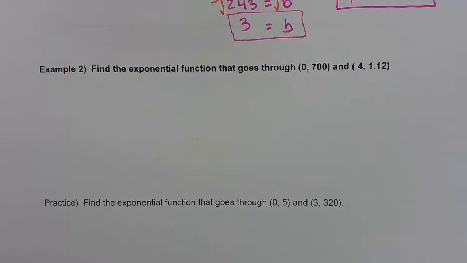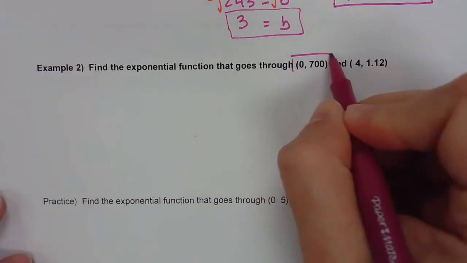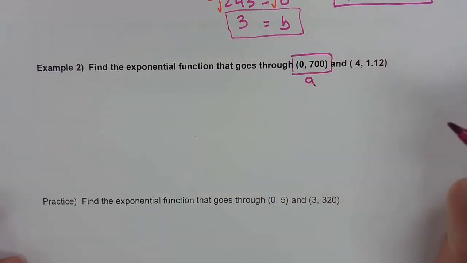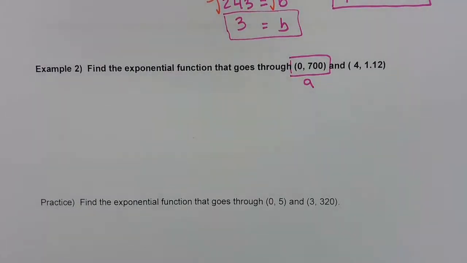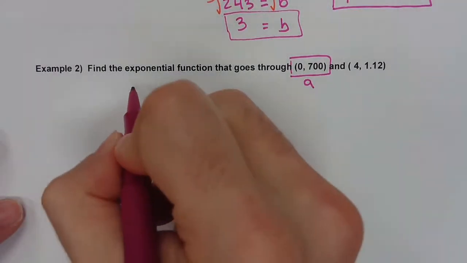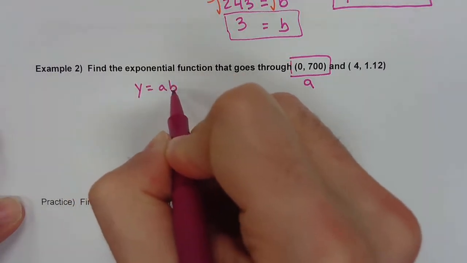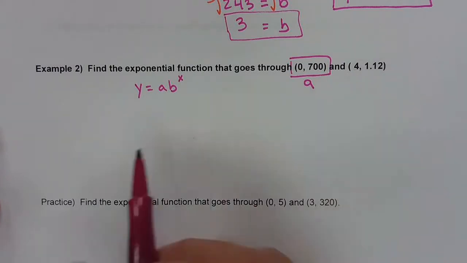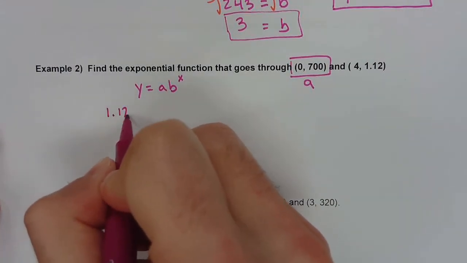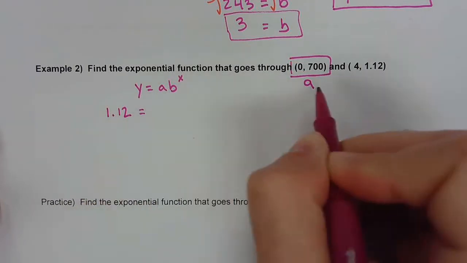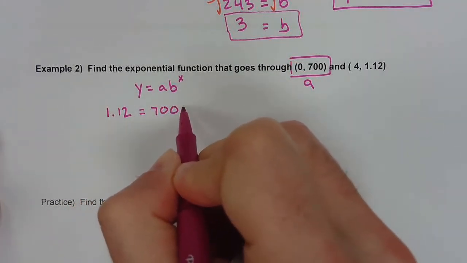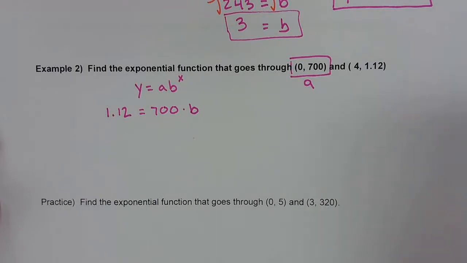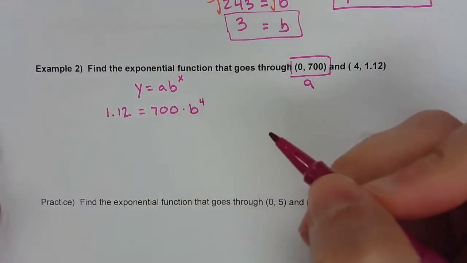Example 2. Find the exponential function that goes through (0, 700) and (4, 1.12). This here is our y-intercept. So that's our a. The reason it's our y-intercept is it's the value of y when x is 0. Go ahead and start with y equals a times b to the x. I'm going to substitute in the other point. So I'm going to substitute 1.12 in for y. My a value is 700. My b value, don't know, to the power of 4.